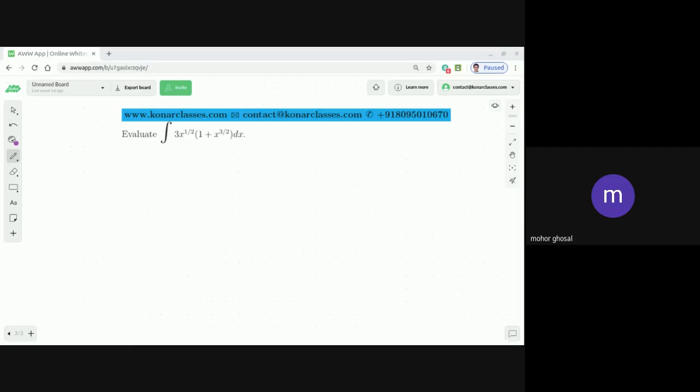So I'm getting 2x to the power 3 by 2 plus x cubed plus c. What do you get? So I got 2x to the power 3 by 2 plus x cubed plus c. Come again once more, I'm sorry. 2x to the power 3 by 2 plus x cubed plus c.